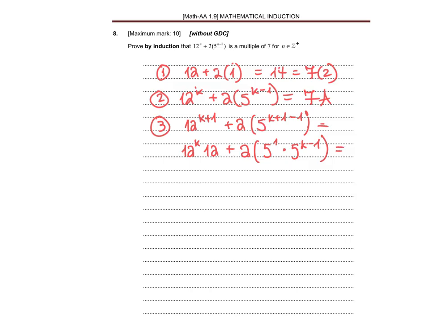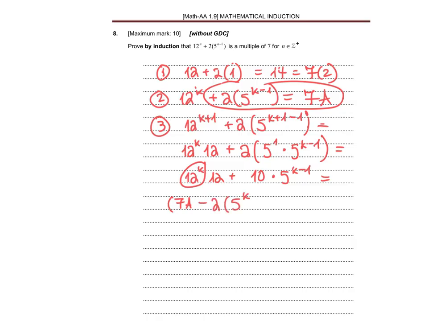Okay, so we're going to have 12 to the k times 12 plus 10 times 5 to the k minus 1. And the reason is because of this up there. Sometimes you just get desperate. So if we put this in for 12 to the k, we're going to have 7a minus 2 times 5 to the k minus 1, times 12 plus 10 times 5 to the k minus 1.